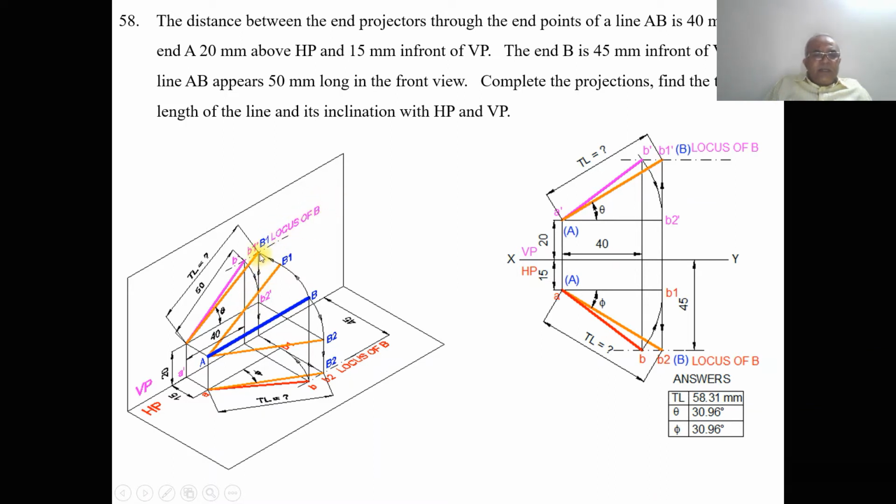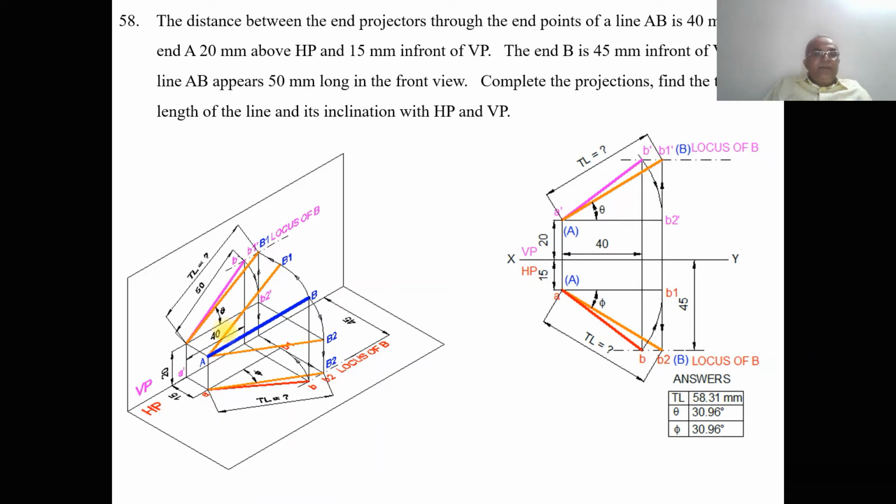Now as we see the true length in the vertical plane, what happens to the image? The image is also getting rotated in the top view. With small a as center, taking the radius of AB, you rotate it and make it parallel. That means small a and B1 are both in front of VP by 15 mm. Now the line is parallel to VP, then it is projected into the front view, so that it is going to cut the locus of B here. So you are going to get A dash B1 dash, which is the true length in the vertical plane.